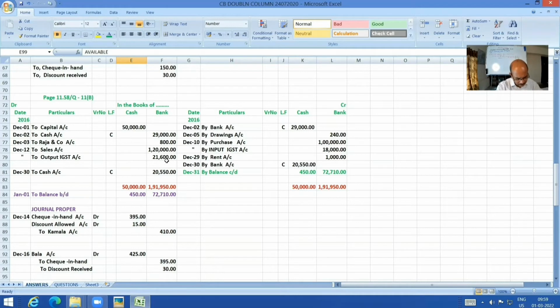Received check from Kamala, discount allowed. I have not shown any entry here, because I told you we should read the question completely. There will be such similar trapping elements. You will be forced to write, and again cut. Here the check has been disposed of the next day. So on the date of this receipt, no entry. When I received it, of course, they ask how you will handle it. Through journal proper: check in hand 395, discount allowed account debtor 50, to Kamala 410. Okay, fine.